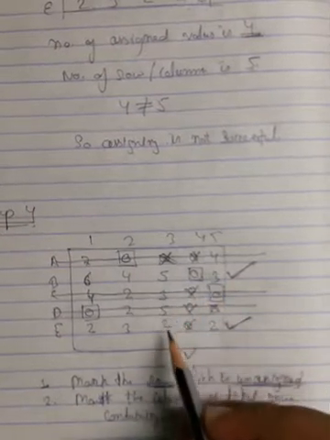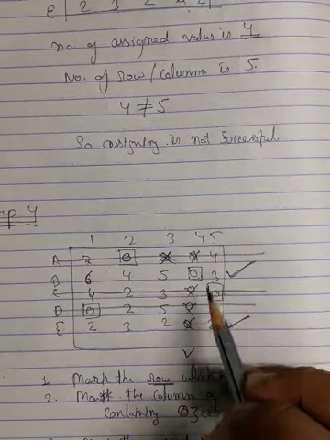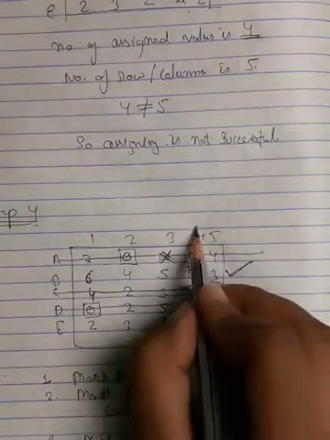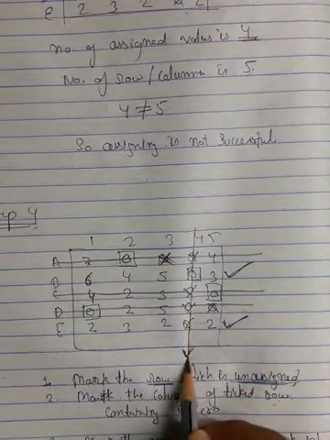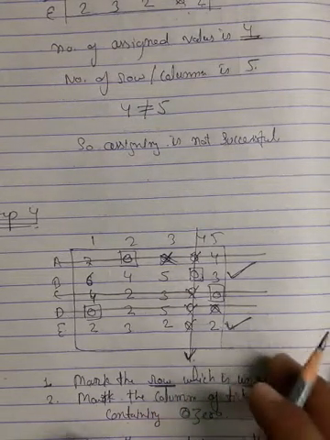Now come to the column. In the column, you have to see which is the ticked column, you have to cancel that. Since it is a ticked column, I have to cancel that. Now my step 4 is over. Now I have to go for step 5.